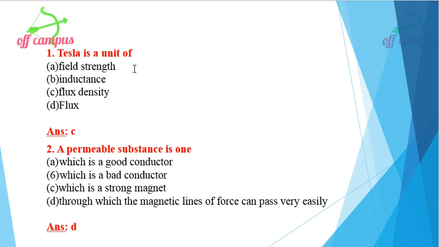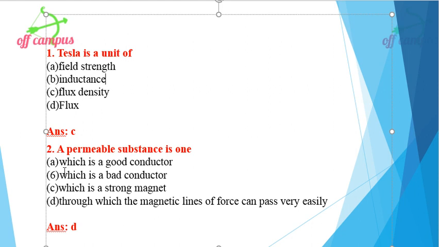Tesla is a unit of, 4 different options are given: field strength, inductance, flux density, flux. Tesla is a unit of which one? Flux density. What is the unit for flux density? Weber per meter square. Otherwise, it is called Tesla. So, option C, flux density, is the right option for this question.